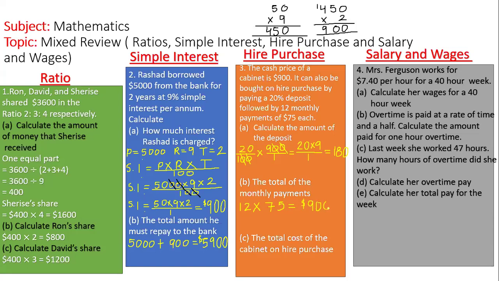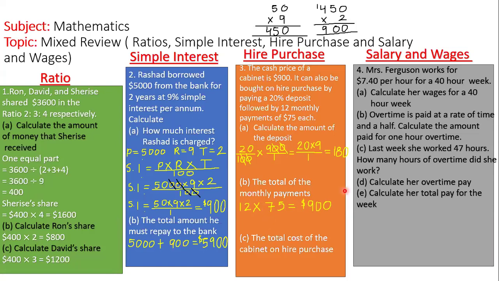And how did I get that? Well, the reason I got that is because they told me it's 12 monthly payments of $75 each. So 12 months of $75 each. So every month I have to give $75 for 12 months. So it's going to be 12 times $75, which gives us $900.